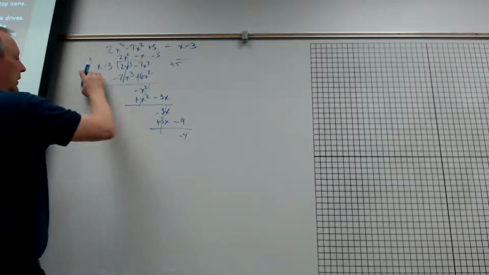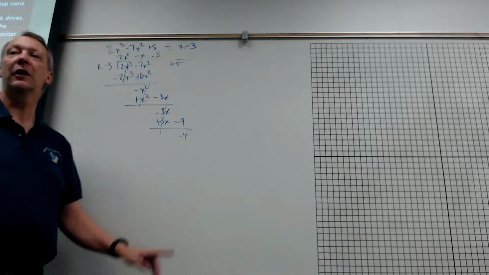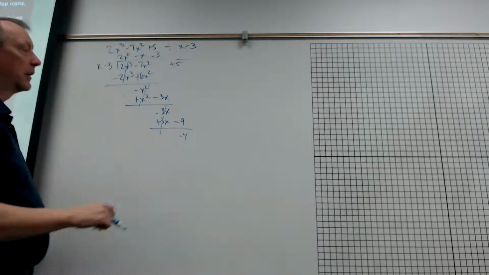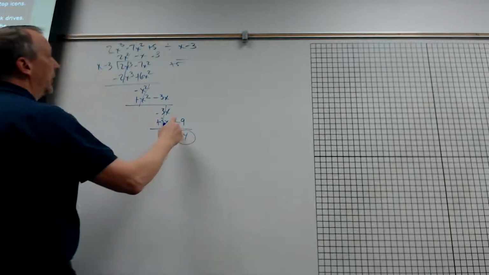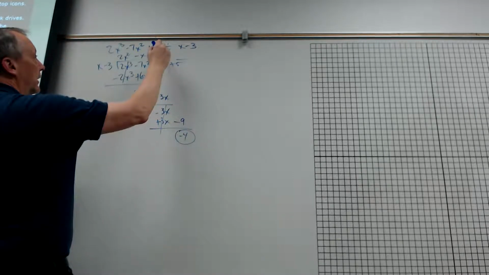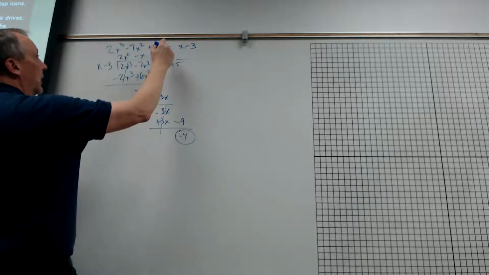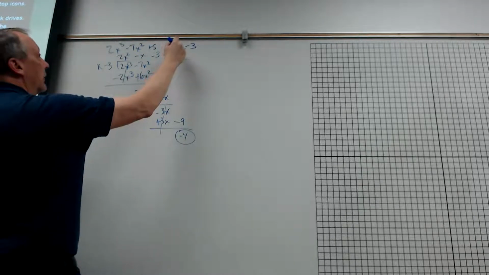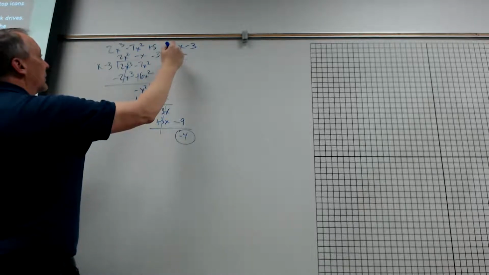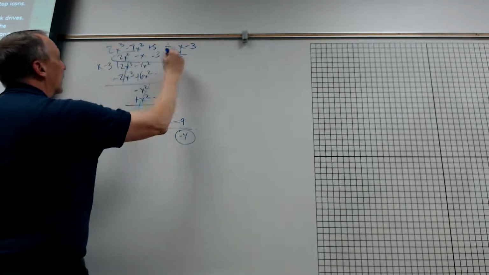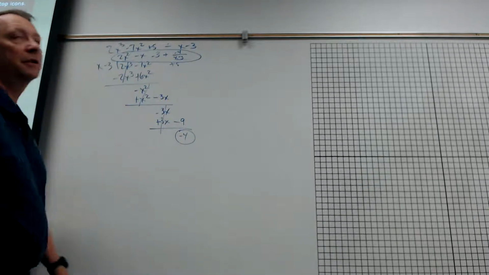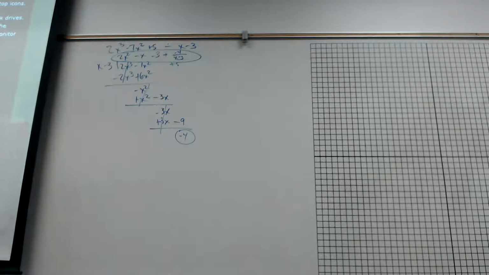Negative 4. Does x go into negative 4? No, so therefore it's a remainder. That's my remainder. So how do I write my remainder? R negative 4. No, don't put an R there. I want you to say plus negative 4 over x minus 3. Okay? And that's your answer. Okay? Yes?